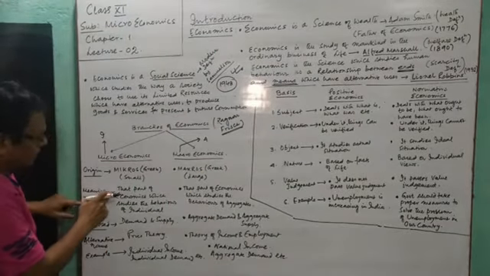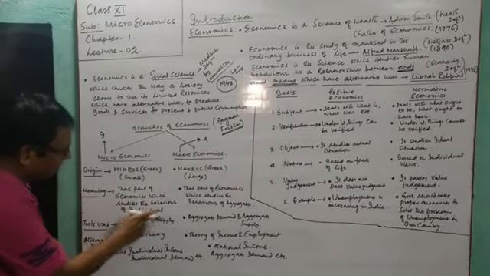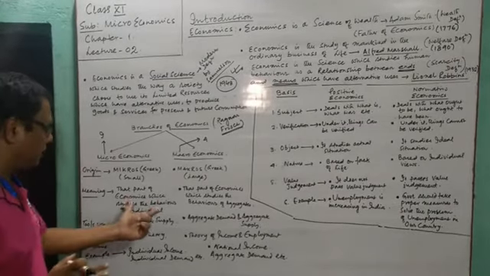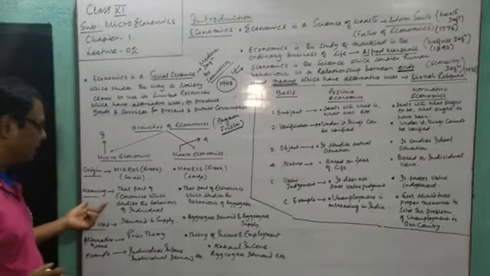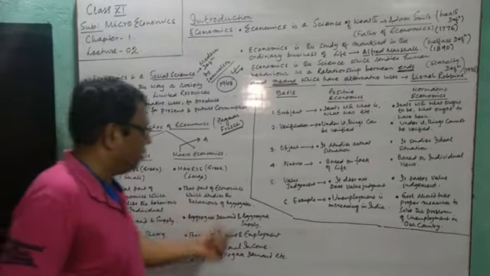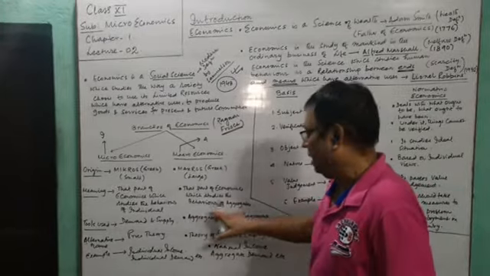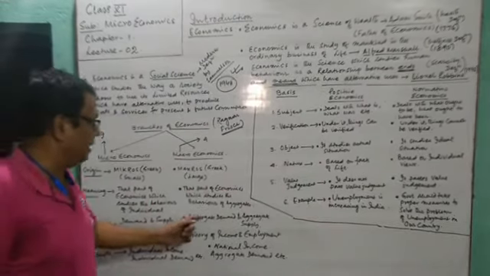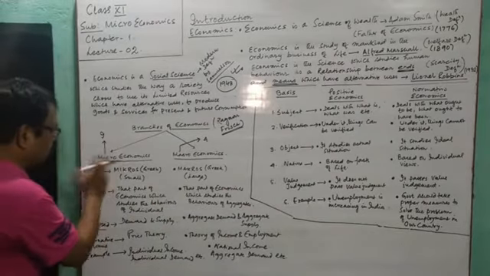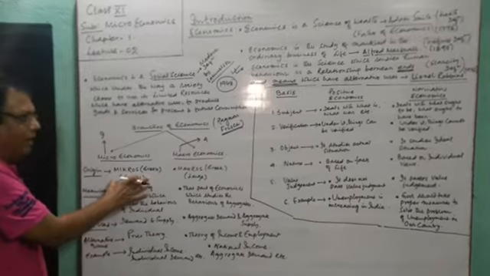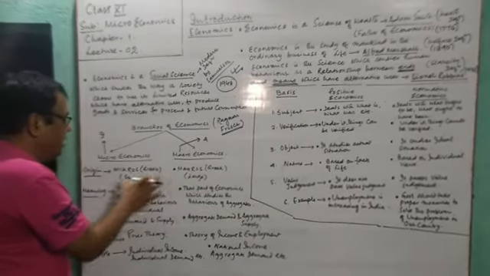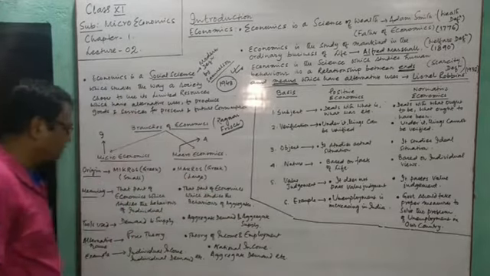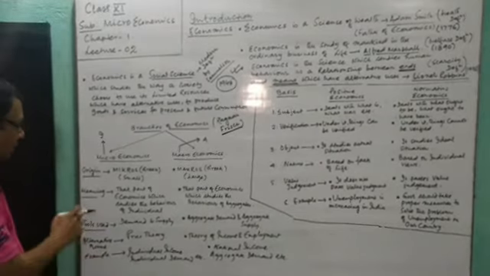Second meaning, that part of economics which studies the behavior of individuals. I have already explained that the part of economics which studies the behavior of individuals is known as microeconomics, and that part of economics which studies the behavior of aggregates, the behavior of the society, the behavior of the nation, is known as macroeconomics. So this is the small, this is the big. This is derived from the word micro, this is from the macro. It studies the individual problems, it studies the aggregated problems, or problems in totality.